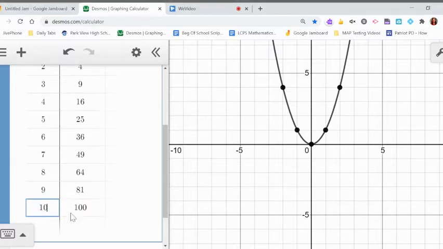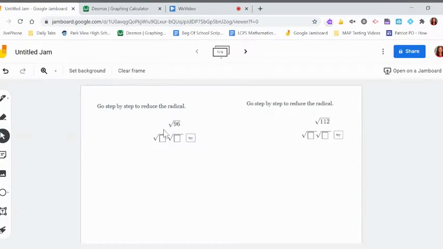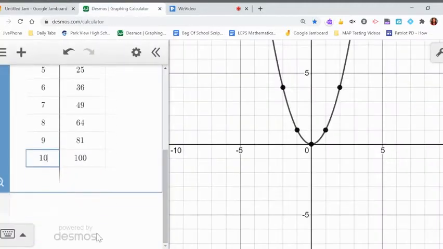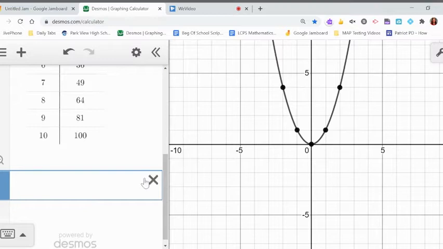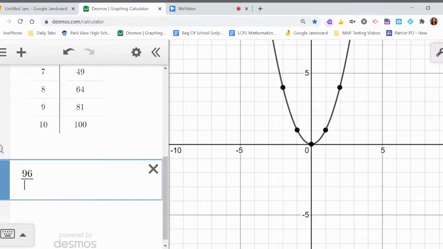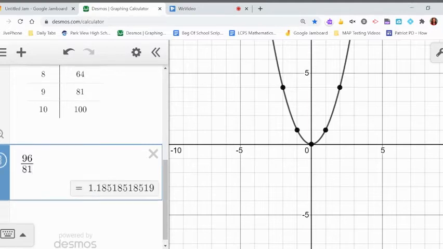Okay, so once I have my list, I'm looking at 96. So what's the first perfect square I can divide 96 by? It needs to be smaller than 96. So I'm going to click in this next box so I can do some math. 96 divided by 81 would be the first one. 81 doesn't work because I get a decimal. So I move up the list. The next number is 64.